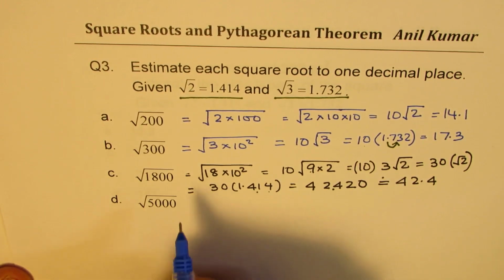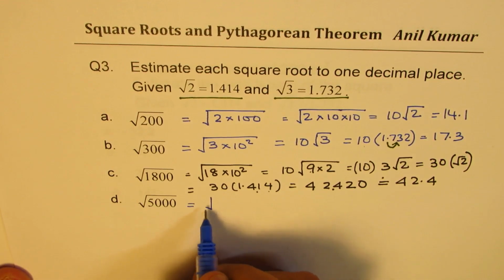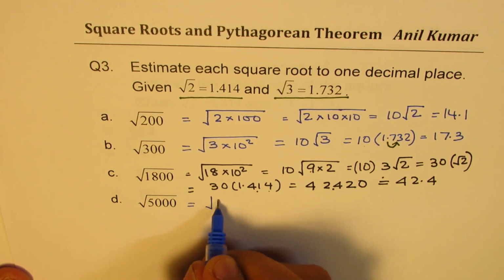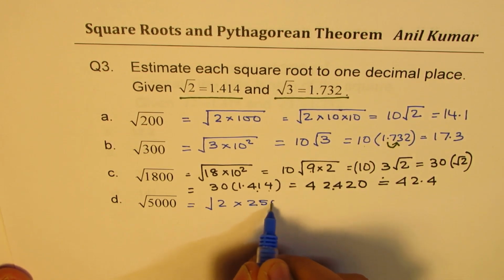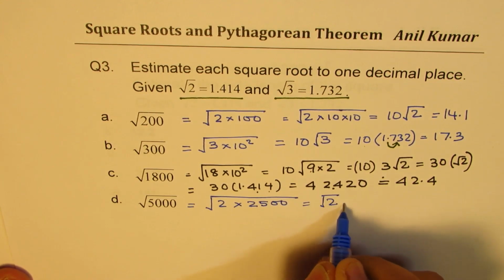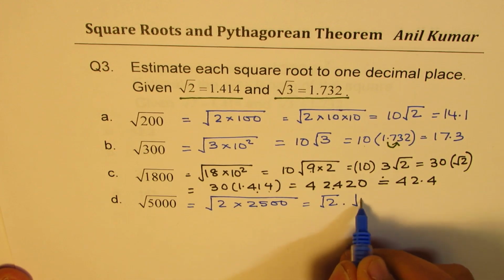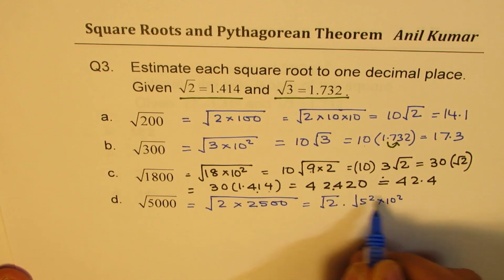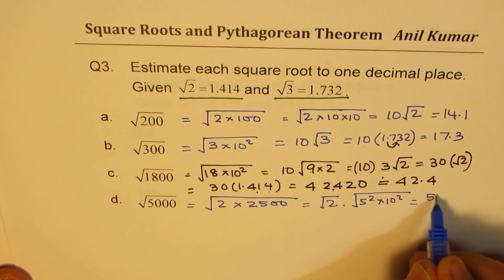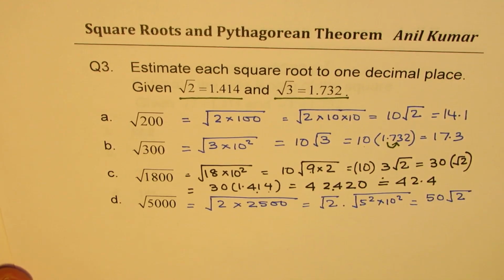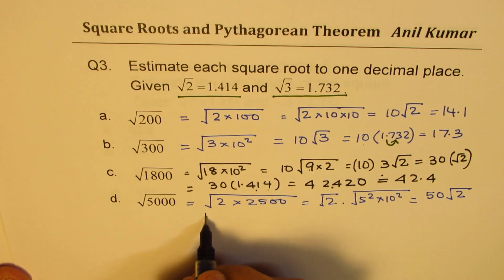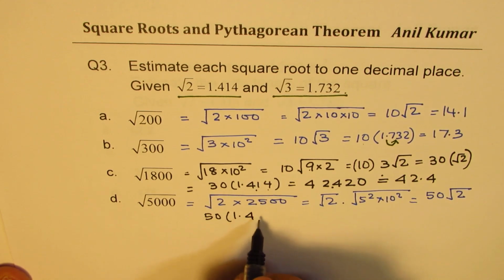Now, 5,000. How will you do this? 5,000, since we know, we could have written this as 2 times 2500. Do you see that? So which is square root of 2 times square root of, what is this? 5 square times 10 square. So what we get here is 5 times 10 is 50. We get 50 square root 2. Correct? To estimate now, you have to multiply 50 by 1.414.